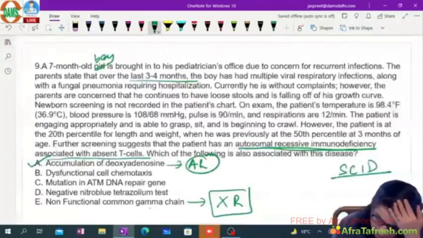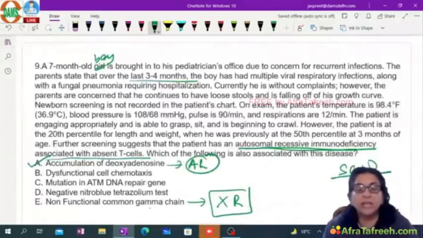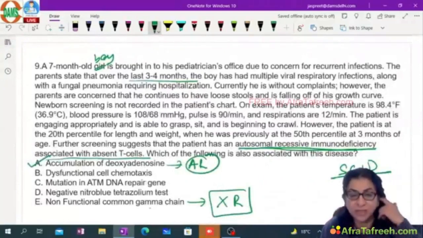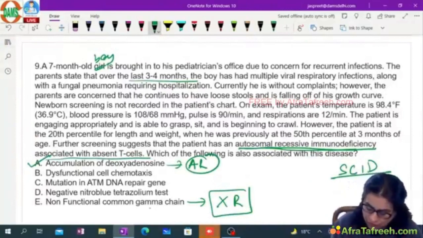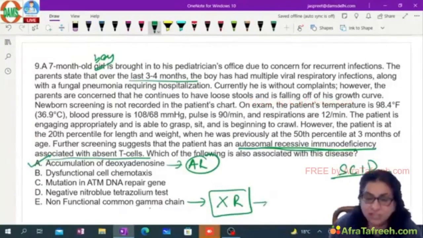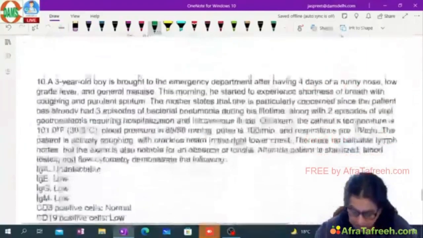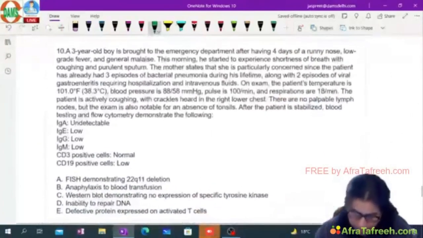Okay, so the answer to this question is accumulation of deoxyadenosine. So this is the autosomal recessive type of SCID. Non-functional common gamma chain subunit is the X-linked recessive type of SCID. Okay, now look at the next question.